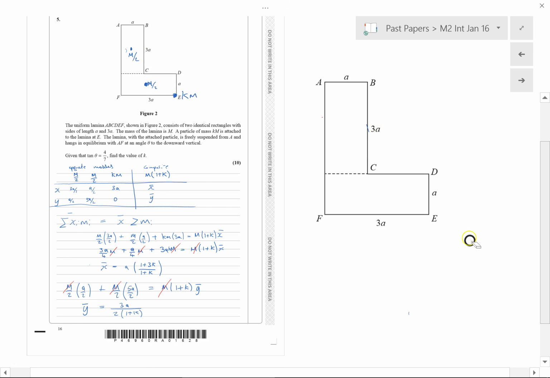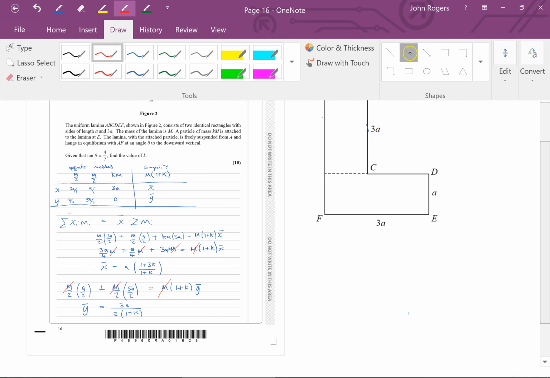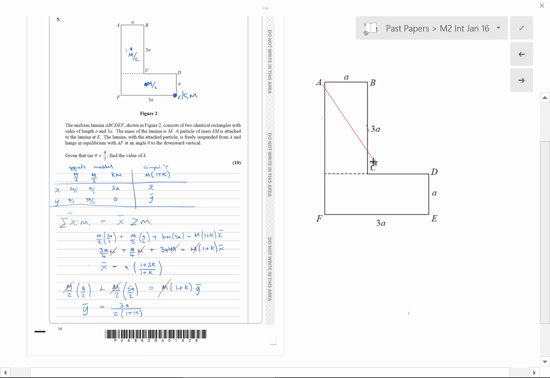So then what we've got is a vertical line that goes through x bar and y bar. Let's just mark on some things on this diagram. Let's mark on the vertical. Okay, mark it on nice and do a nice tidy diagram.